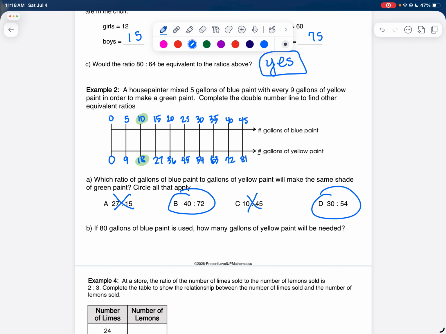All right. Problem B. If 80 gallons of blue paint is used, how many gallons of yellow paint will be needed? Pause the video and try this problem on your own.